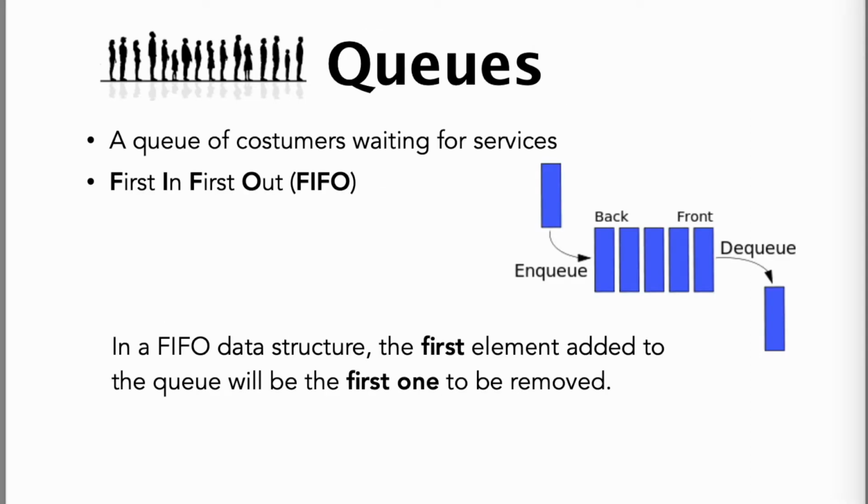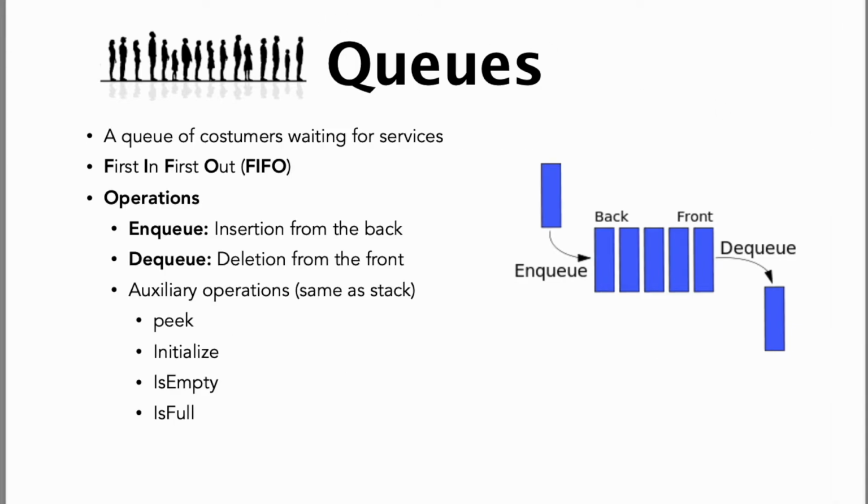Now let's move on to queues. As a visualization, we can imagine an actual queue of customers waiting for a service. It follows a first in, first out policy, and in the data structure, the first element added to the queue will be the first one to be removed. When we insert an element, it's called enqueue. And when we delete an element from the front, we call it dequeue.